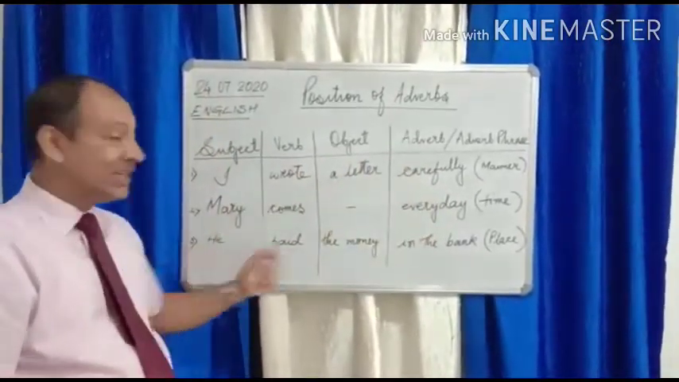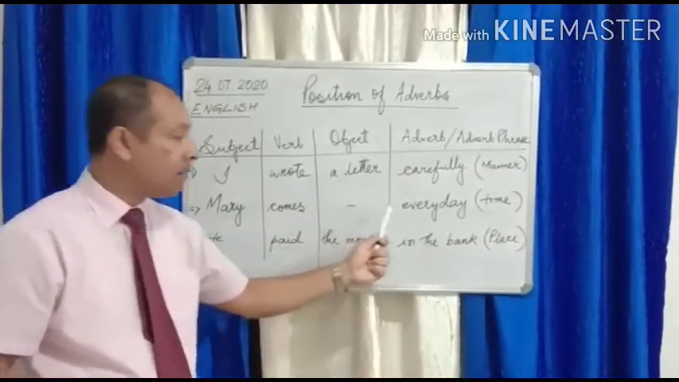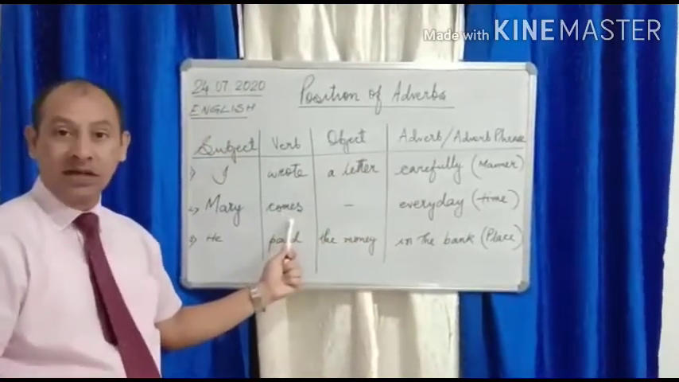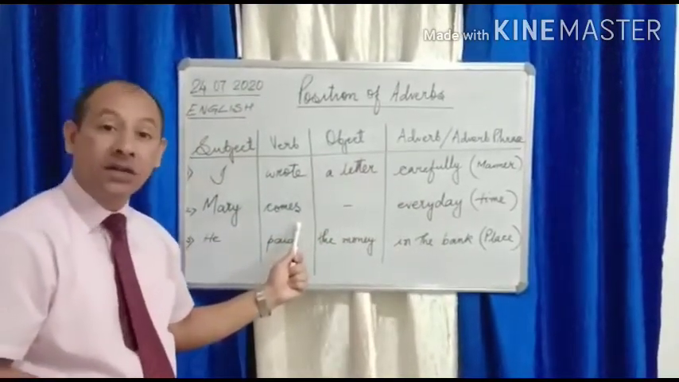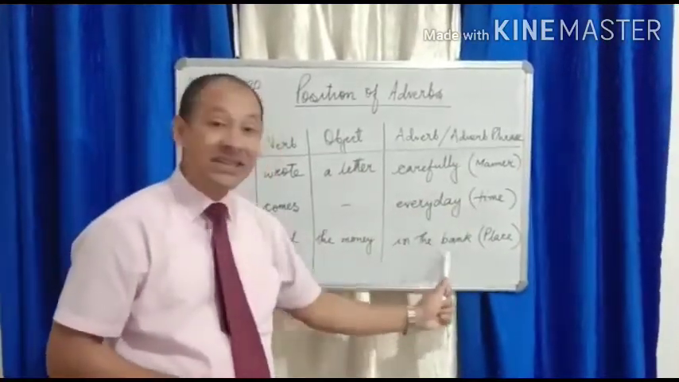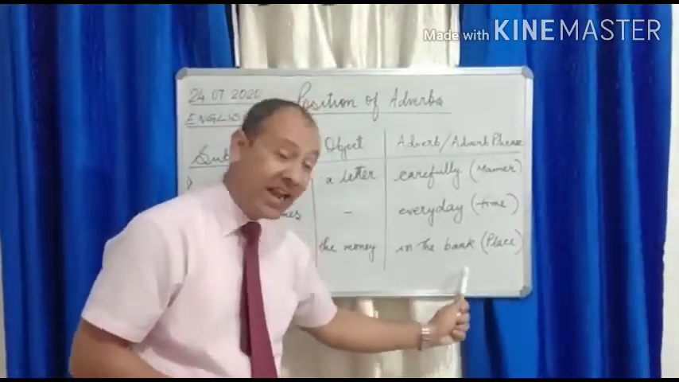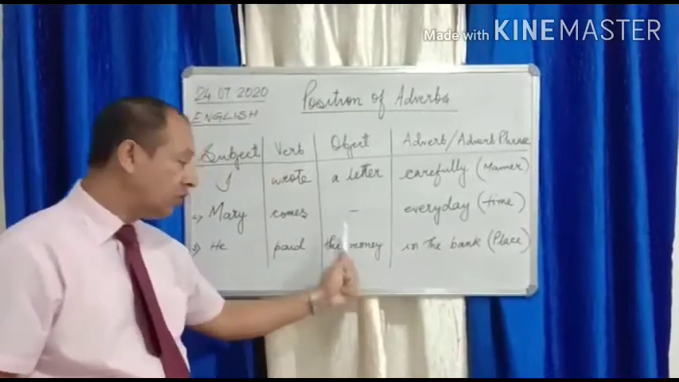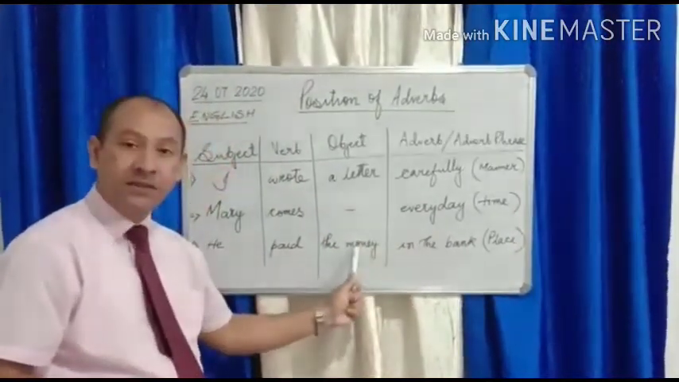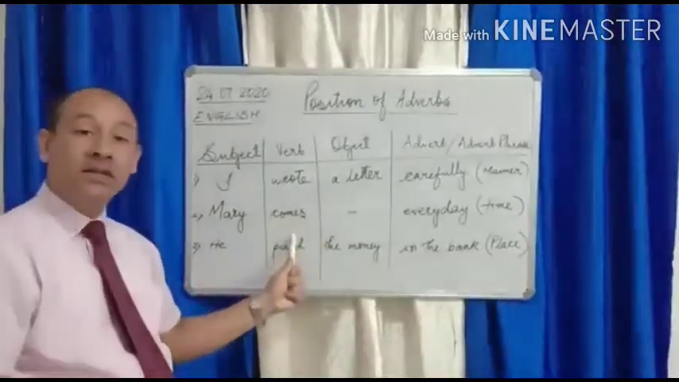In the second sentence, adverb of time, here you have no object. But the adverb every day comes after the verb. The adverb is placed after the verb. And in the third sentence, the adverb phrase in the bank, or adverb of place, again comes either after an object or after a verb. If there is an object, it will come after the object. If there is no object, like in the second sentence, it will come after the verb.